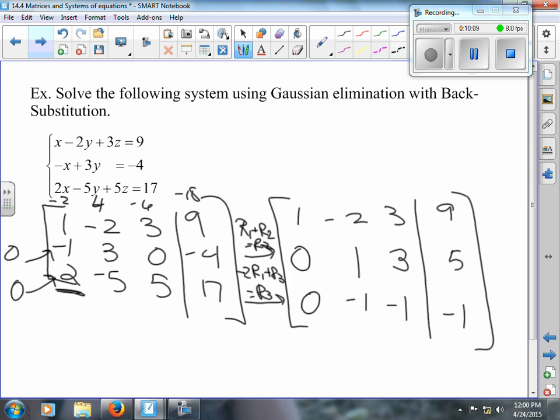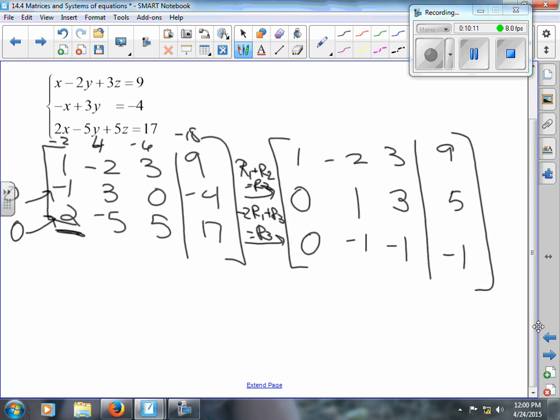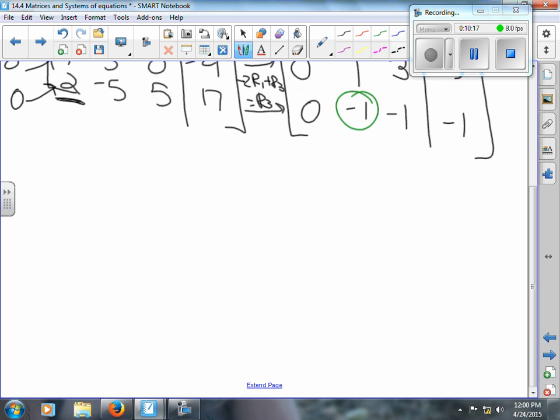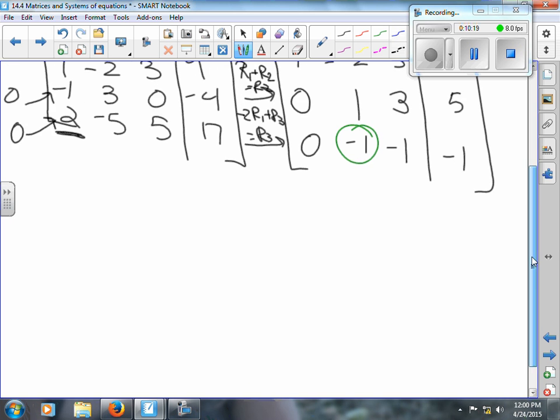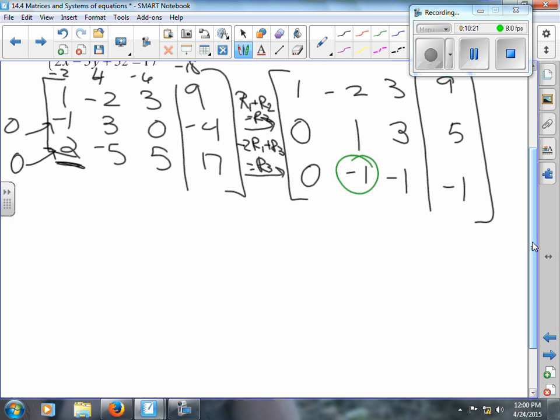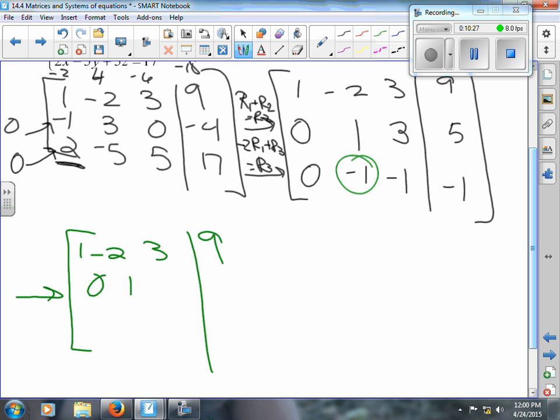All right, now I'm still not done yet because I need to take this number here and I want to make it into a 0 if possible. So I'm not going to change my first two rows. I'm going to leave those the way they are. So I'm coming over here now. 1, -2, 3, 9, 0, 1, 3, 5. Not changing those.